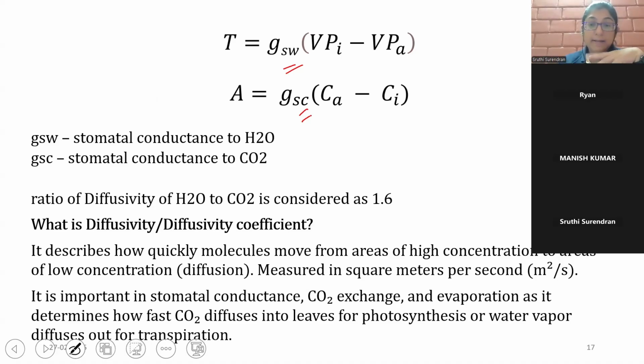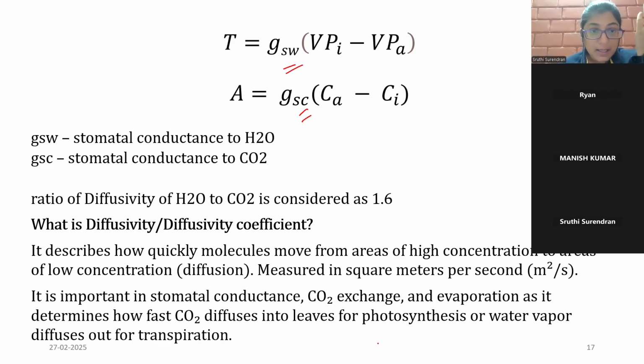But again, like I said, water is smaller than carbon dioxide. So the rate of diffusion, the speed with which this water molecule will go out and carbon dioxide will enter, are different because of the size difference.